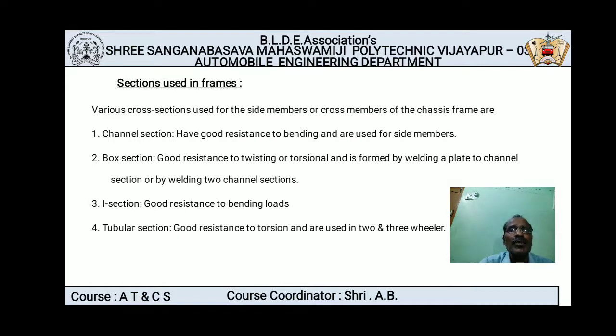Box sections also have good resistance to twisting or torsion and are formed by welding a plate to a channel. Next, I sections have good resistance to bending loads. So at the side members or in cross members, sometimes we use I sections also. Tubular sections, which we use for resistance to torsion, are used in two-wheelers and three-wheelers.